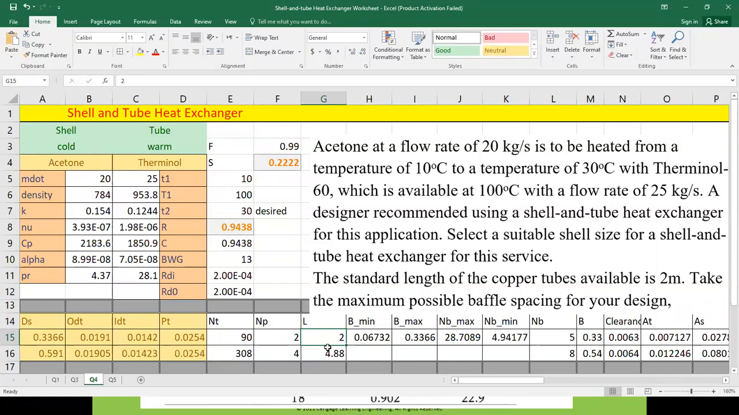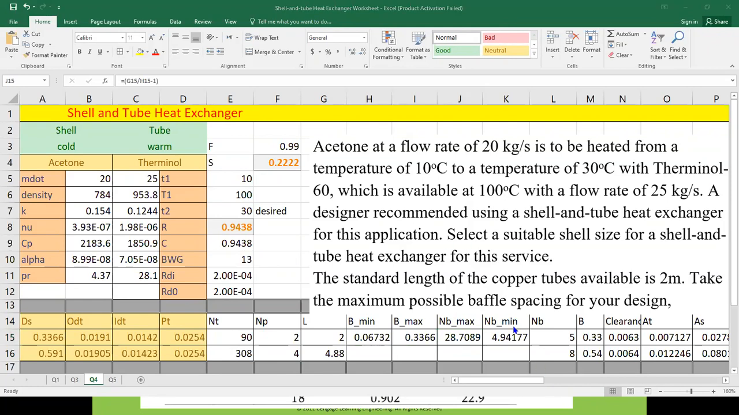So the criteria for the baffle spacing is that the baffle spacing maximum can be equal to the shell diameter. Maximum baffle spacing, so it can be equal to the shell diameter here. And the minimum baffle spacing can be shell diameter divided by 5. So now we have the limiting baffle spacing, the minimum and the maximum baffle spacing that you can have, right? And if you keep your spacing minimum, then your number of baffles will be maximum.